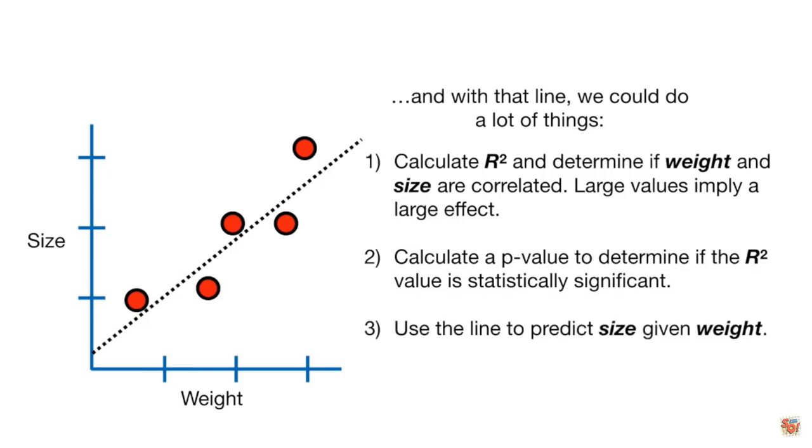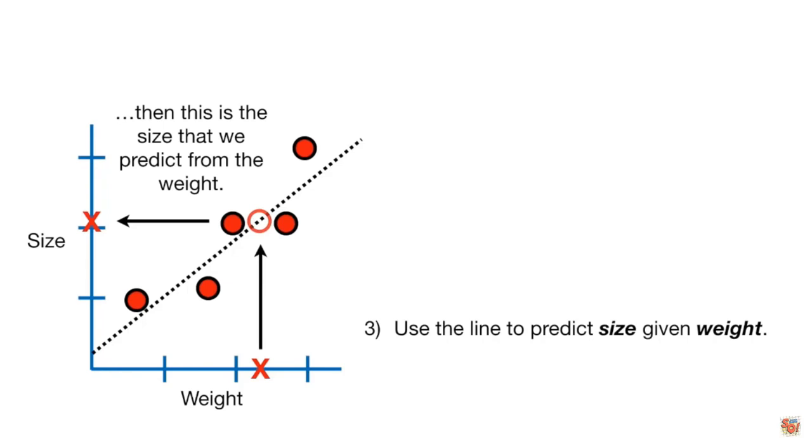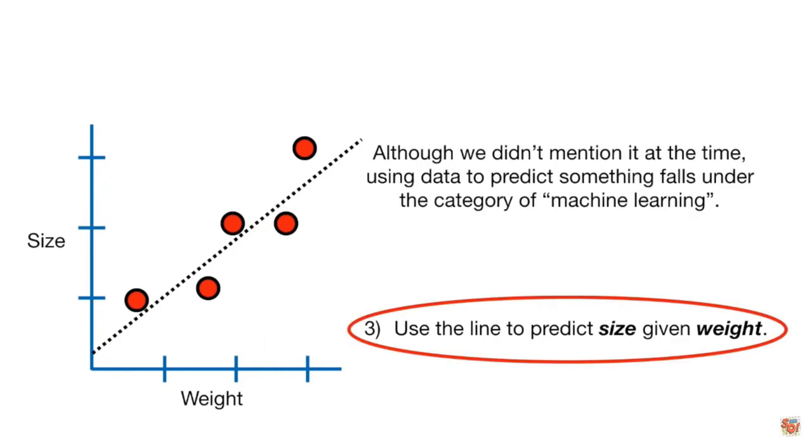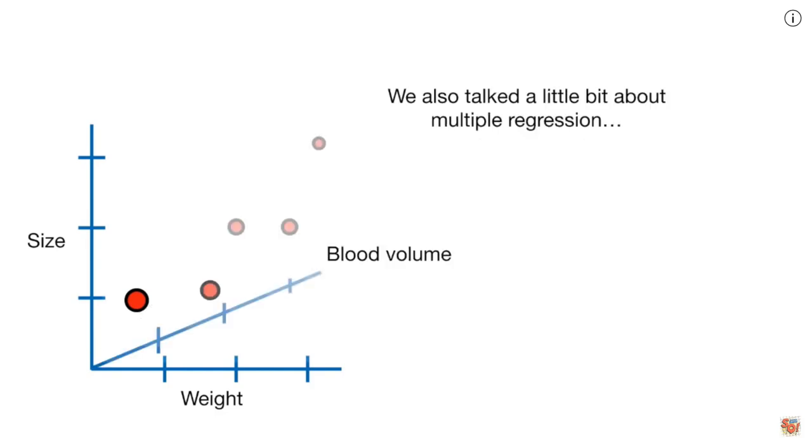Statistically significant. And third, we could use the line to predict size given weight. If a new mouse has this weight, then this is the size that we predict from the weight. Although we didn't mention it at the time, using data to predict something falls under the category of machine learning. So plain old linear regression is a form of machine learning.